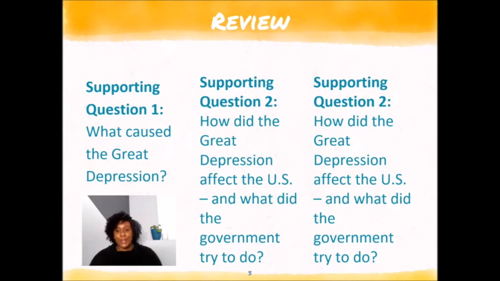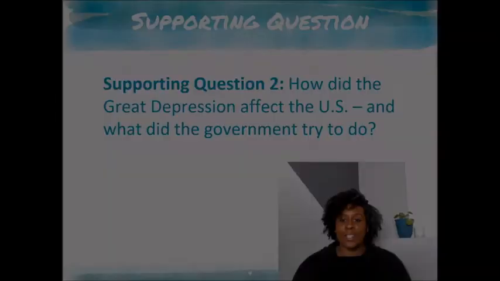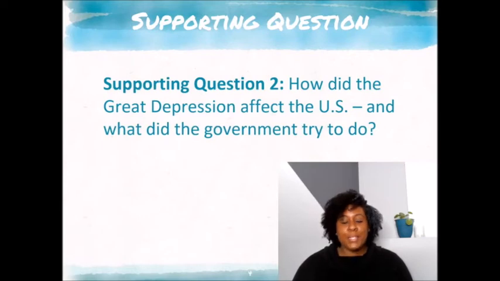As a quick review, we're going to go over your previous supporting questions. Supporting question number 1, what caused the Great Depression? Supporting question number 2, how did the Great Depression affect the U.S. and what did the government try to do? And now we're going to continue with supporting question number 2 in this week's lesson. To help us better understand and answer this question, we'll be looking at what President Roosevelt did to help end the Great Depression.